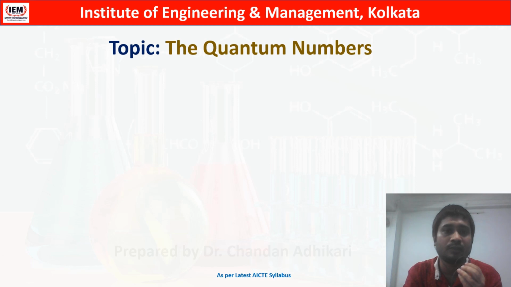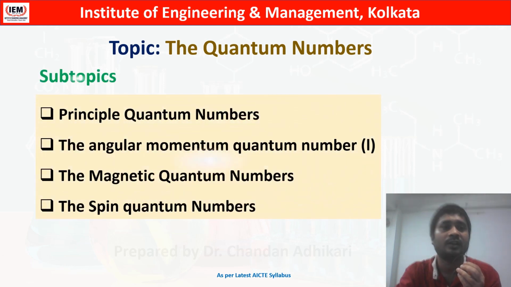So what are we going to discuss? We will first discuss the principal quantum number. Then we will discuss the angular momentum quantum number, the magnetic quantum number, and finally the spin quantum number. Along with that, we will try to understand how to tell the quantum numbers of electrons of s, p, d and f orbitals.